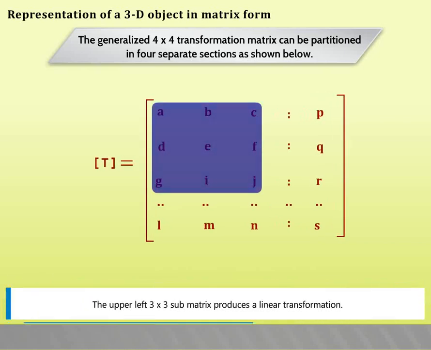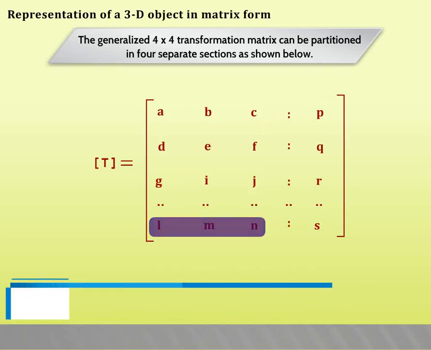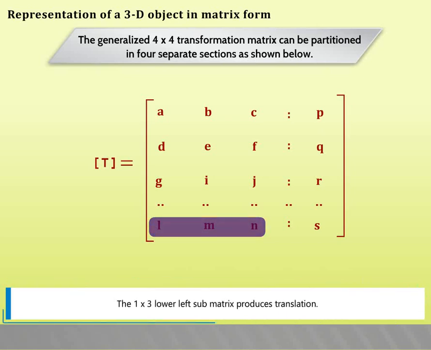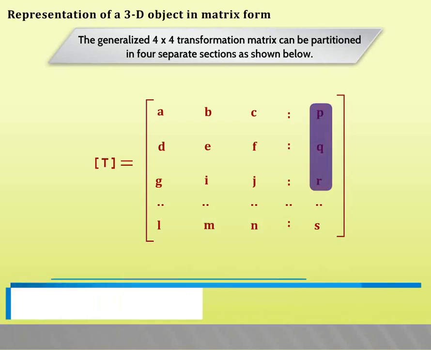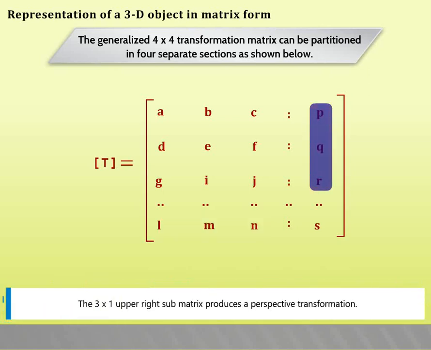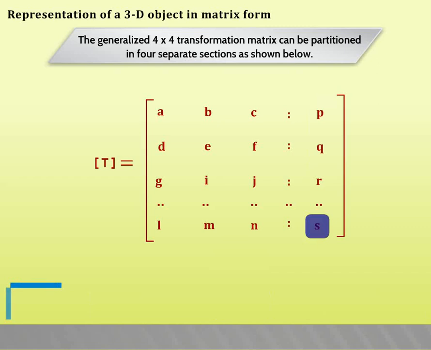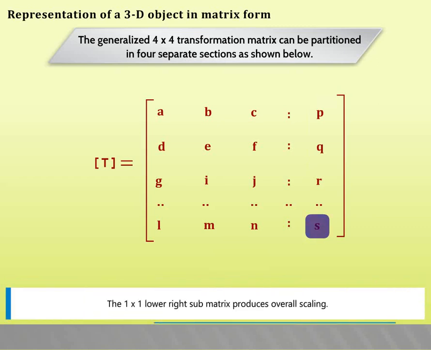The upper left 3 cross 3 submatrix produces a linear transformation. The 1 cross 3 lower left submatrix produces translation. The 3 cross 1 upper right submatrix produces a perspective transformation. The 1 cross 1 lower right submatrix produces overall scaling.